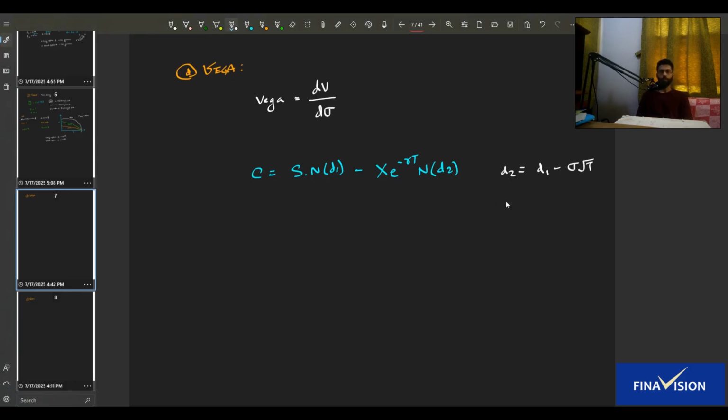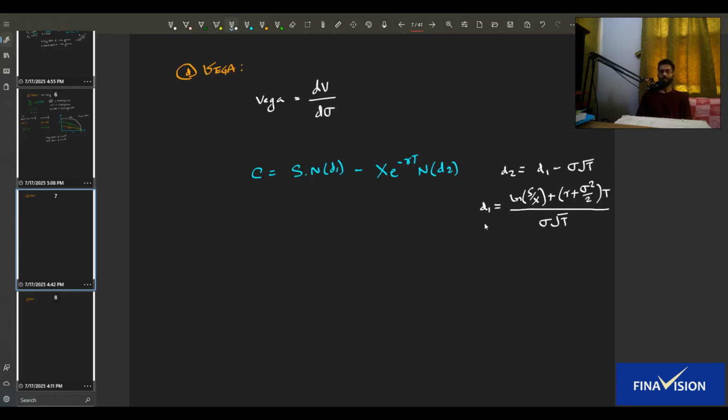Now here the obvious question arises that we have written what is D2, but we do not know what is D1, right? We have not written what is D1 yet. So what is the expression for D1? If you can remember, the expression for D1 was given like this. Natural log of the ratio of the underlying price divided by the strike price plus the risk-free rate added with volatility square by 2 multiplied by T, this entire expression divided by sigma into root T, right?